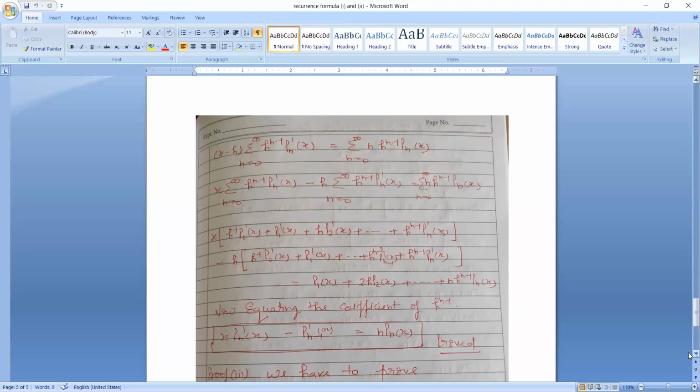On simplification, the summation and equating the coefficient of h to the power n minus 1, this is x P_n'(x) minus P_{n-1}'(x) is equal to n P_n(x). This is the proof of second difference formula.